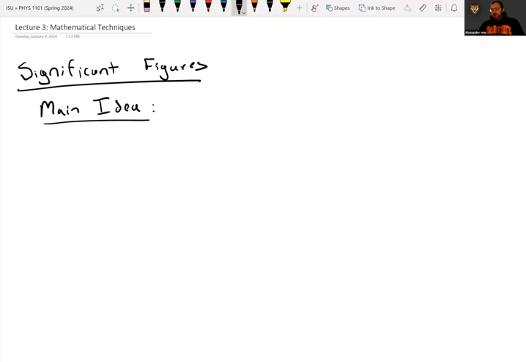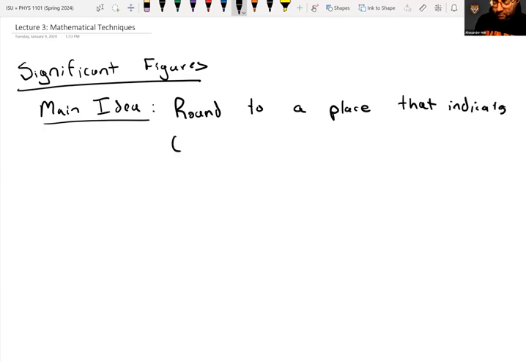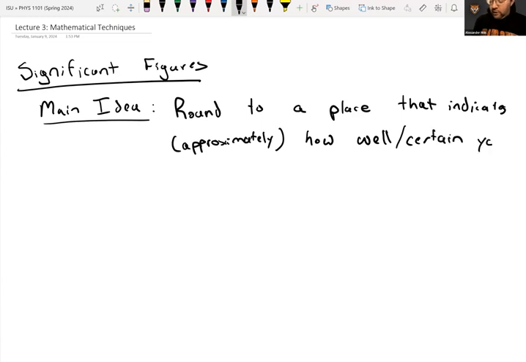So when it comes to significant figures, the main idea is that you want to round to a place that indicates, I'll put approximately, how well or how certain you are about the result. We'll just say how certain you are about the result.